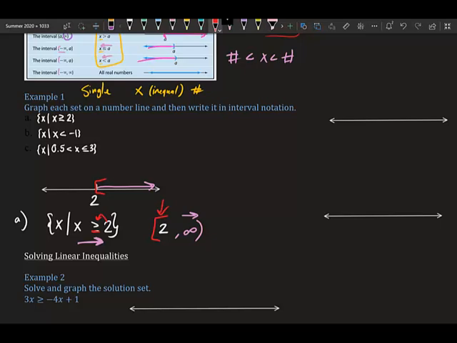And now we just put a bracket on 2 because of that bracket. I want you to go ahead and pause this video and try part B. Hopefully you paused it. All right, B is x such that x is less than -1.